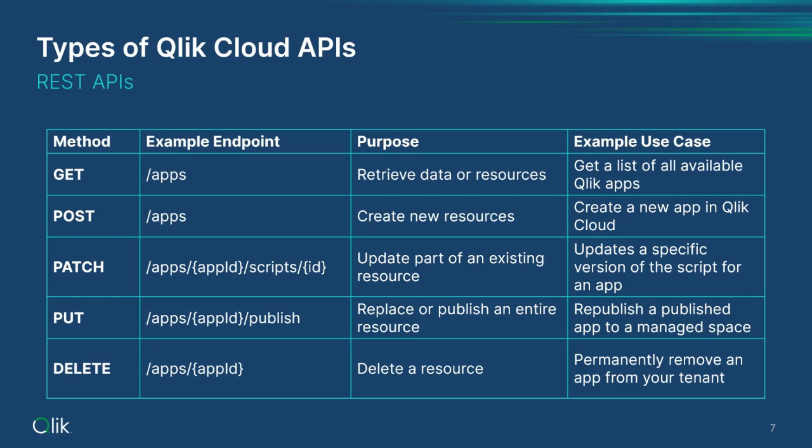Qlik Cloud offers powerful APIs that follow the RESTful architecture using standard HTTP methods to perform actions on resources hosted on Qlik Cloud. This gives you the power to manage and automate stuff in your tenant with precision. Each method serves a different purpose. You use GET to retrieve data like app metadata. You use POST to create resources such as automations.